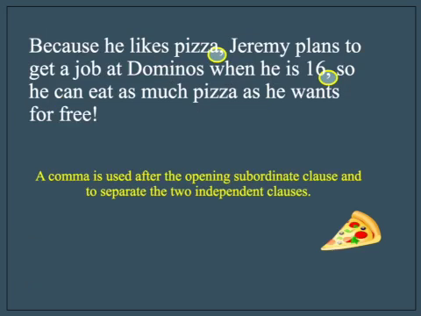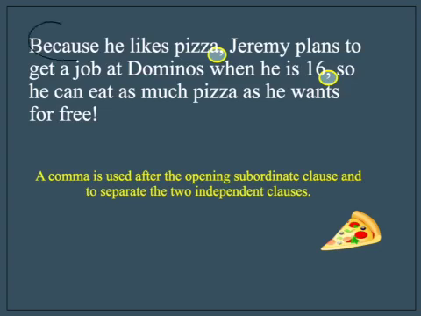Here's another sentence. Because he likes pizza, Jeremy plans to get a job at Domino's when he is 16 so he can eat as much pizza as he wants for free. You'll notice in this sentence, a comma is used after the opening subordinate or dependent clause to separate the 2 independent clauses. Because he likes pizza is dependent on the rest of the sentence.